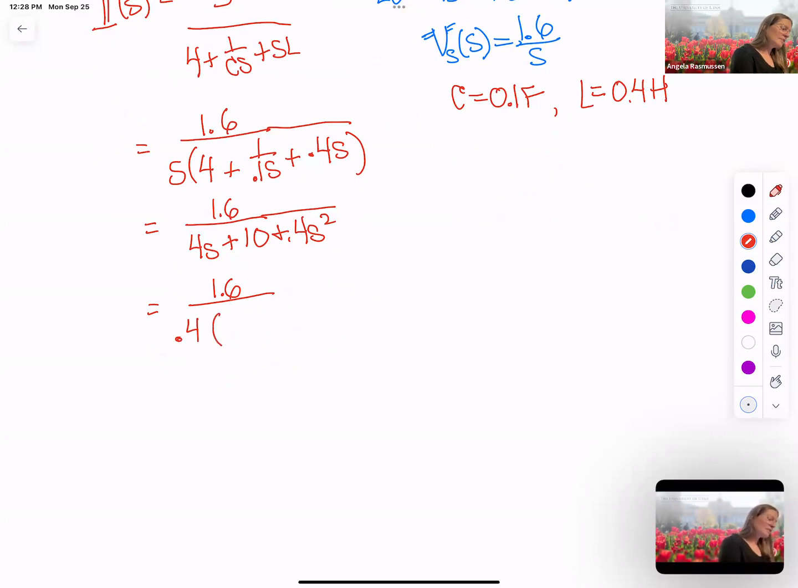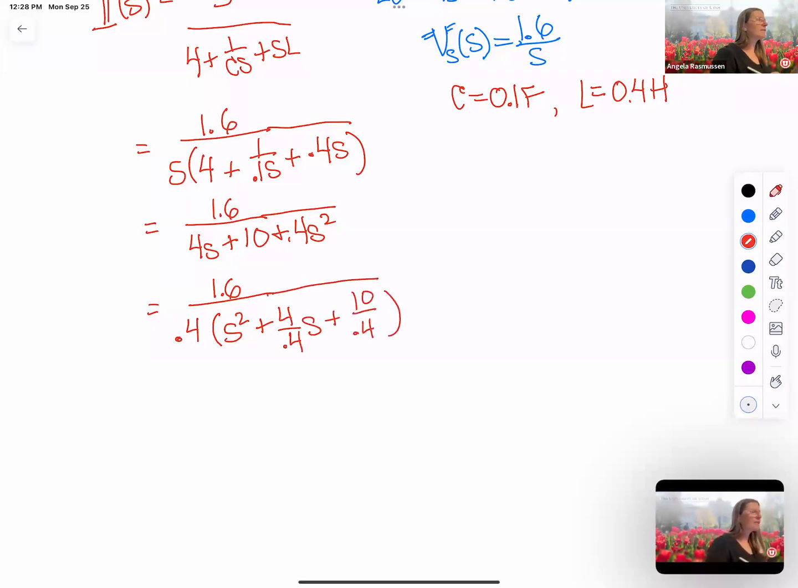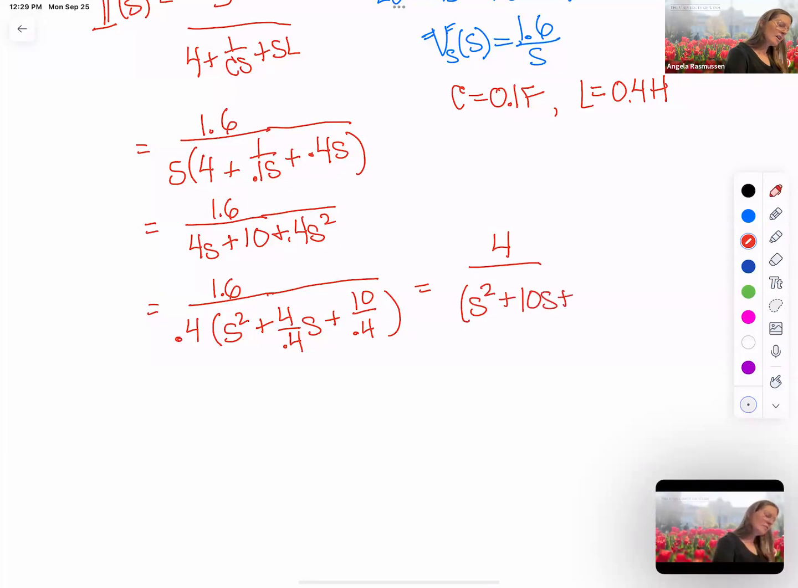So divide everything by 0.4, bringing out the 0.4, then this is 4 over 0.4. Actually, I'm going to write the S first. So S squared, and then 4 over 0.4 S, and then 10 over 0.4. And so you can see that this is the same equation. If I bring out 0.4, it becomes 0.4 S squared. I have to divide the 10 by 0.4 if I bring it out, and then I have to divide the 4 by 0.4. So 1.6 divided by 0.4 becomes 4. And then this is S squared plus 10S plus 25.